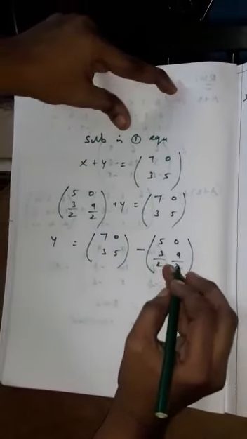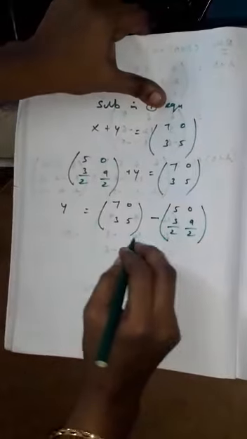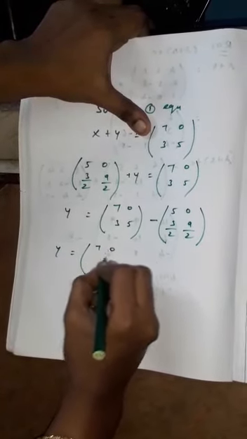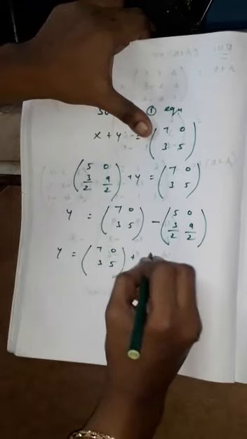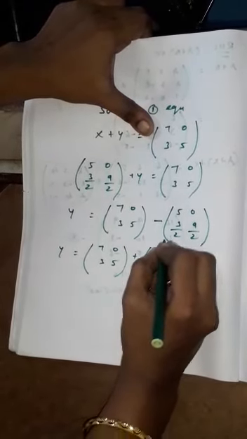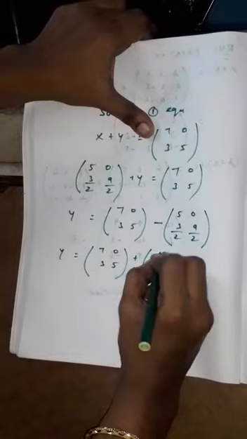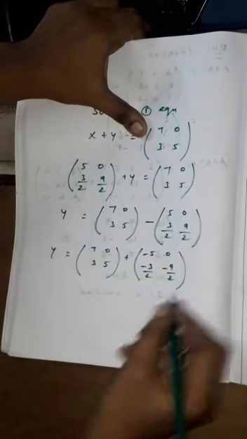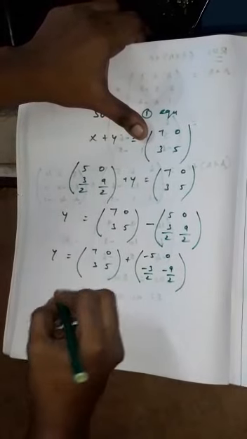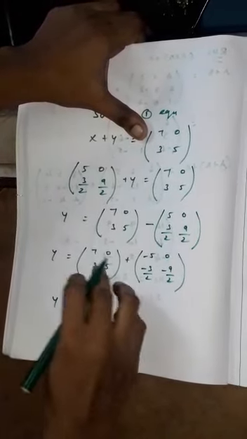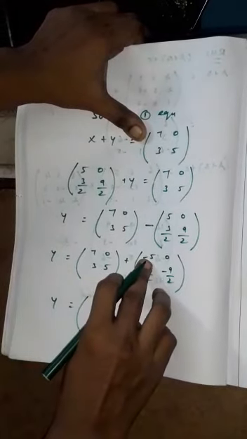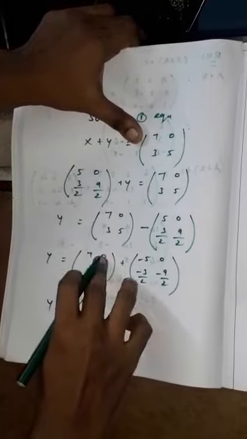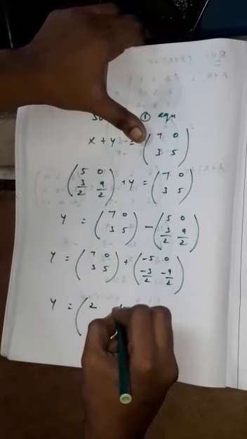The minus symbol is given outside the bracket, which means you apply the additive inverse. So y equal to [7 0 3 5] plus, apply the negative symbol, minus 5, 0, minus 3 by 2, minus 9 by 2. So directly add the corresponding elements. First corresponding element: 7 minus 5. What is the answer? 7 minus 5 is 2 only. 0 plus 0 equal to 0.